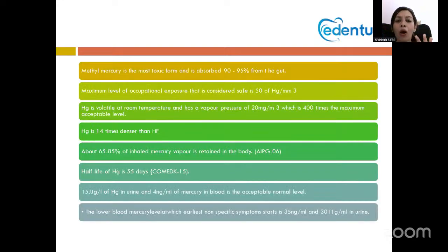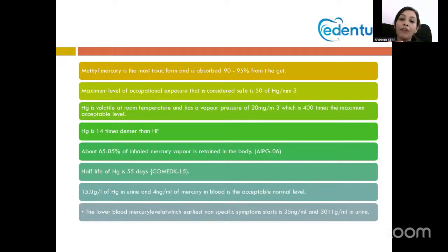Some important points that I've added to this, as they have commonly been asked in certain competitive exams. First question. Methyl mercury is the most toxic form and is absorbed 90 to 95 percent from the gut. So please keep in mind, methyl mercury is actually the most absorbed product of the amalgam. The maximum level of occupational exposure that is considered safe is 50 of mercury per cubic meter.